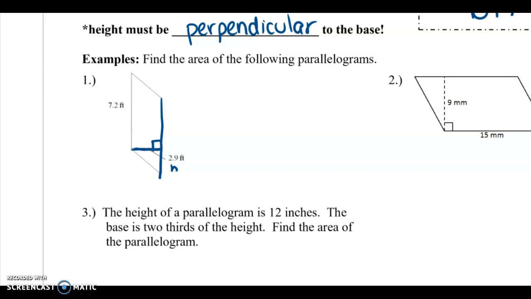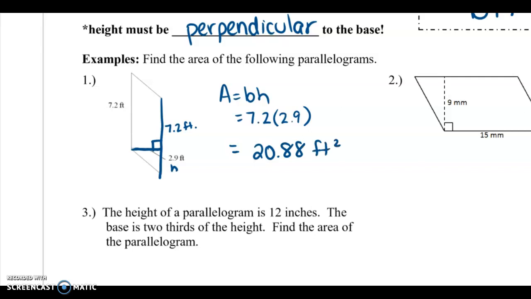Well, I don't have a measurement for that, but I do know that opposite sides are equal to each other in a parallelogram. So my area is base times height, which is 7.2 times 2.9. 7.2 times 2.9 in my calculator is going to give me the area of 20.88 feet squared.